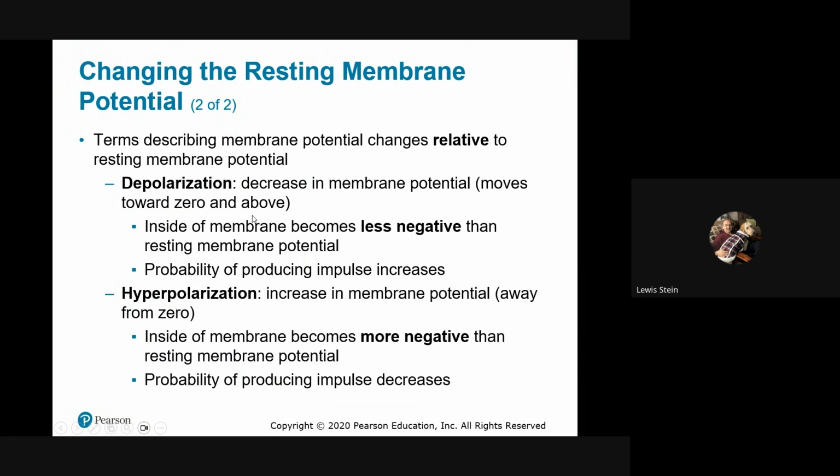And again, we use different terms. Depolarization, more likely to fire. Hyperpolarization, less likely to fire. So depolarization, less negative or more positive. Probability of an impulse increases. Hyperpolarization, taking it farther away. Again, the difference between this and a neuromuscular junction is that every signal at a neuromuscular junction makes it more likely to fire. Hence the different terminology. We don't have things that make it less likely to fire there. Here we do. That's the beauty of the nervous system.